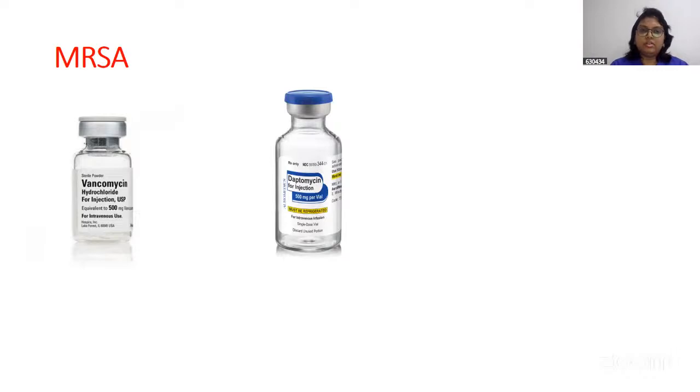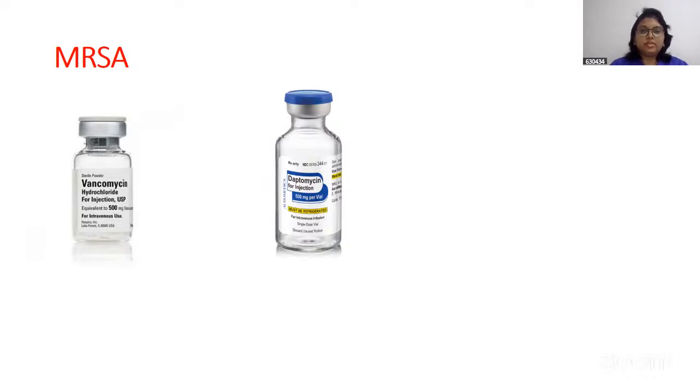So the problem with vancomycin is the renal effects, that is acute kidney injury. So are there any other options for MRSA apart from vancomycin? Even if vancomycin is sensitive, there are a few options.